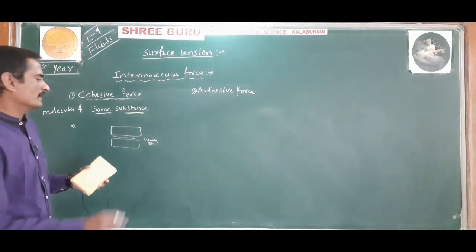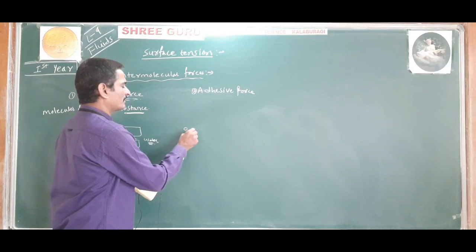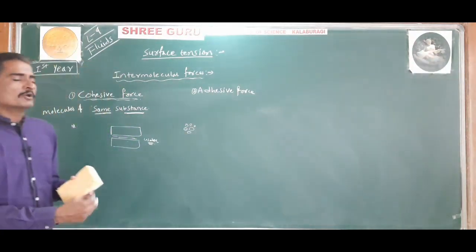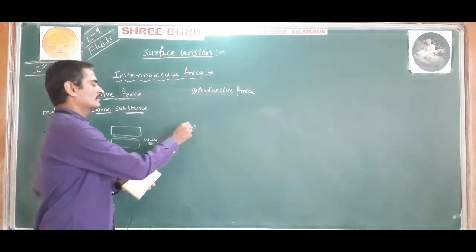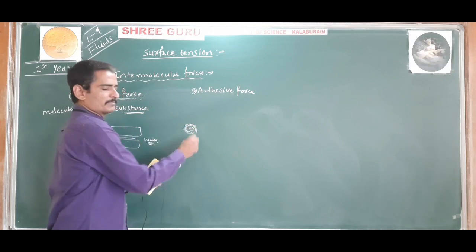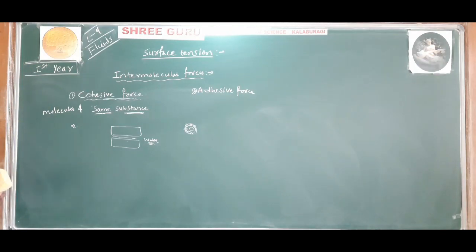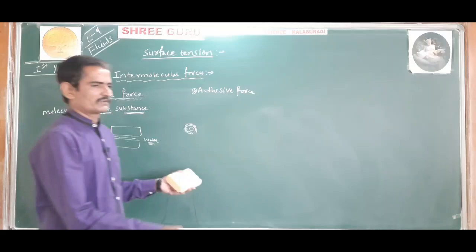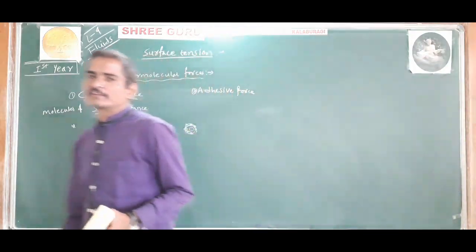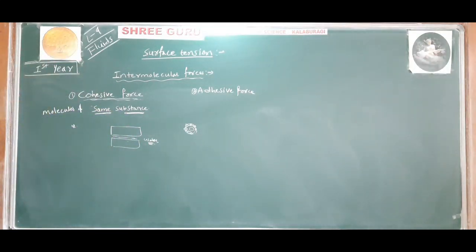coalesce into one. When two or more drops of liquid are brought into mutual contact, they will coalesce into one bigger drop because of the force of cohesion. So any number of drops, when brought into mutual contact, coalesce into one bigger drop. This is also due to the force of cohesion.